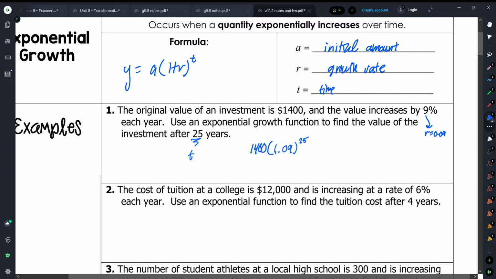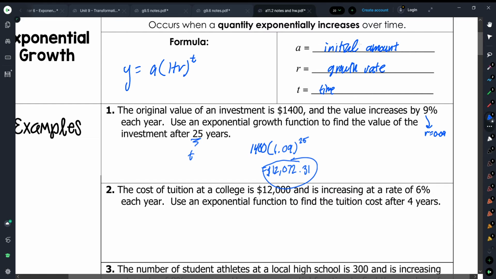And now we do this in our calculator. I'm going to type in 1,400 times, I'm going to type in 1.09, press my exponent button, and then plus 25 in there. This comes out to be $12,072.31.